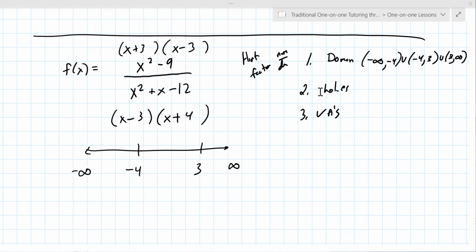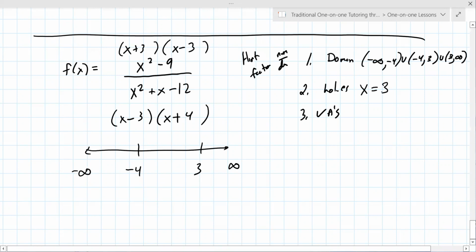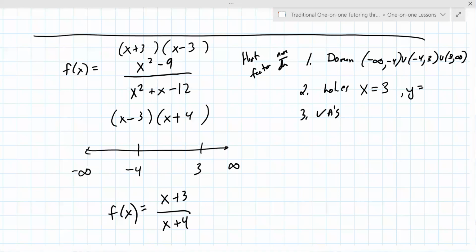What did you come up with for your hole? I haven't finished it yet, but there's a hole at x minus 3. Right. So we would turn that into x equals 3. And then you want to use the reduced form now to figure out where the y value is. You have to find the y value. It's not good enough to just find the x value. Would the y value be 6/7?